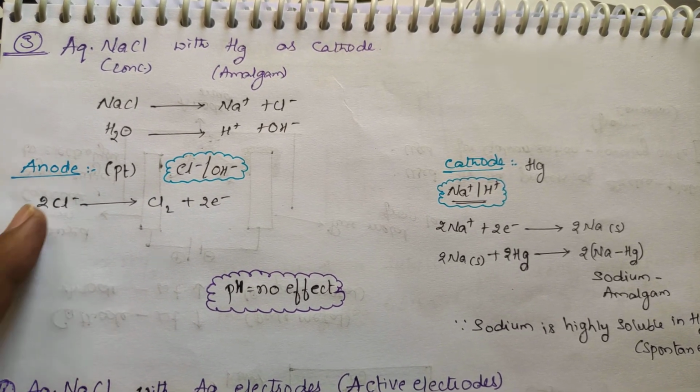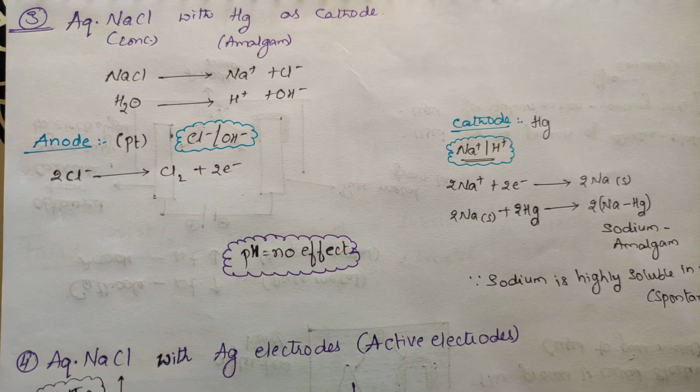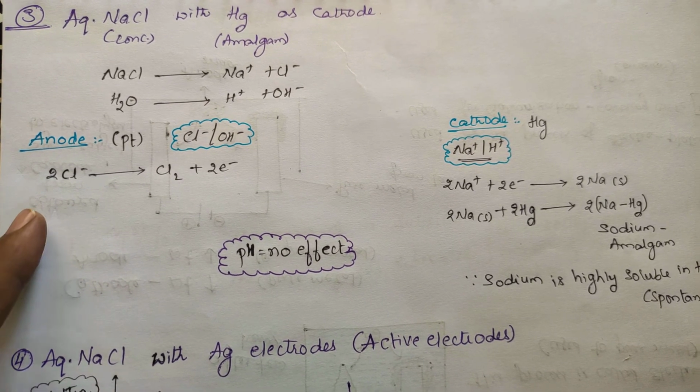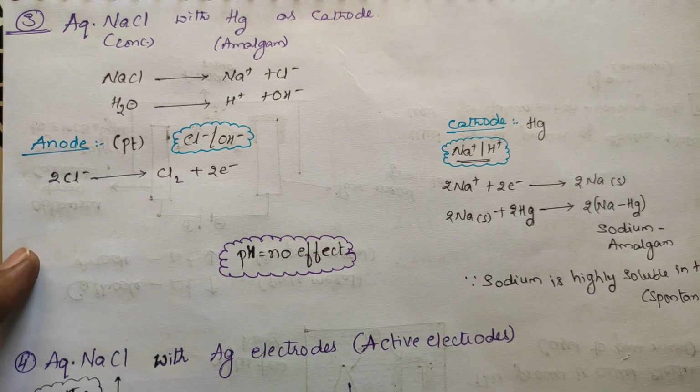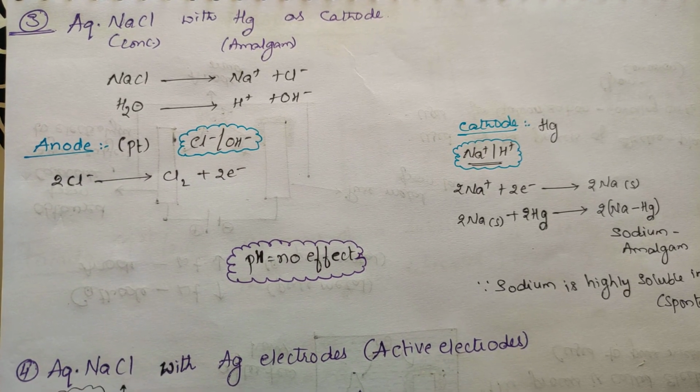Anode here it is taken as platinum, right? So you are having two anions, chloride as well as hydroxide. So they both will be moving towards the anode in this pattern. So that chlorine gas is liberated. Among Cl minus and OH minus, chlorine is liberated. Already we know that in the first case itself.